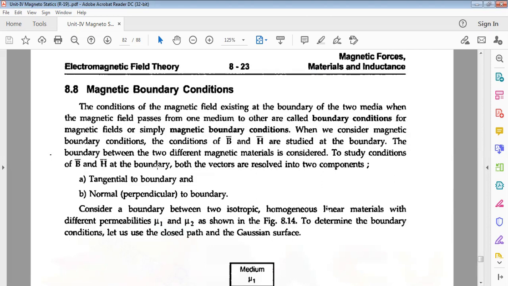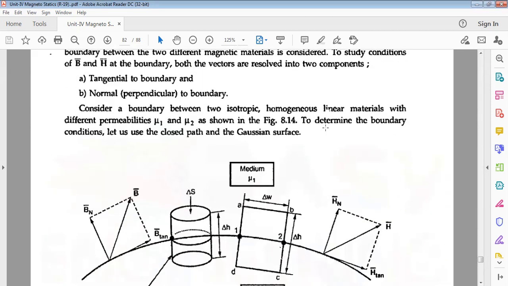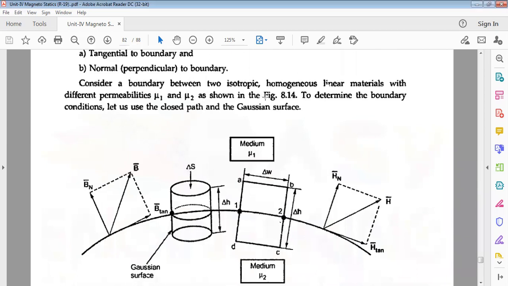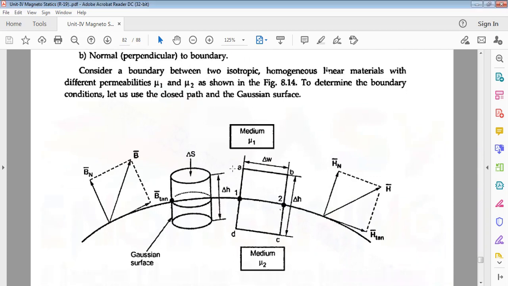The B bar and H bar at the boundary, both vectors, are resolved into two components: one tangential to the boundary and one normal to the boundary. Consider a boundary between two isotropic homogeneous linear materials with different permeabilities. So it is not dielectric and dielectric here; it is two different permeabilities, mu1 and mu2. For dielectrics it is epsilon1 and epsilon2.